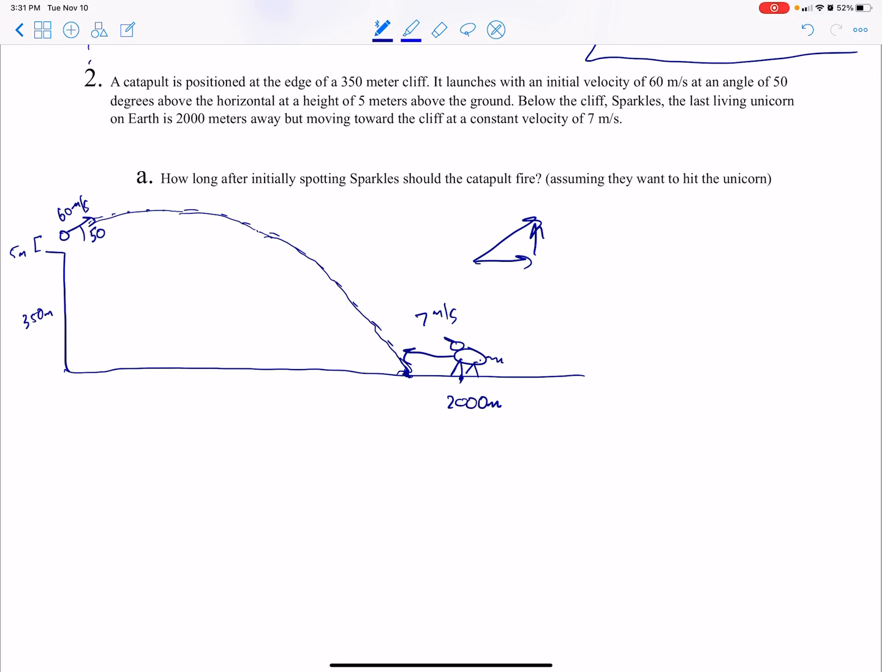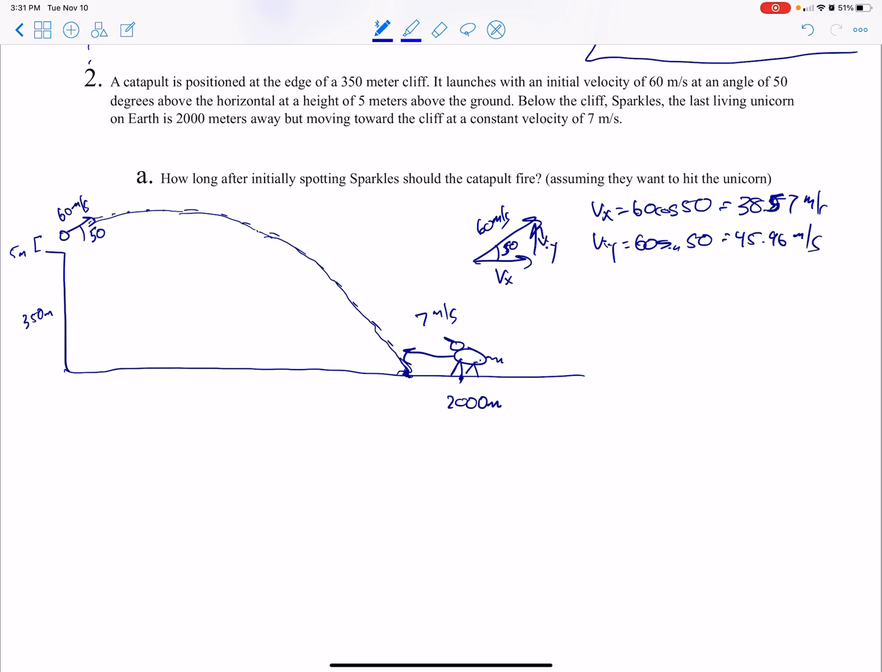The initial velocity was 60 meters per second. If this is 50 degrees, and this is Vx and V initial y, that means that Vx is equal to 60 cos 50, which is 38.57 meters per second. It's sloppy on my iPad. And the V initial y is 60 sin 50, which is 45.96.